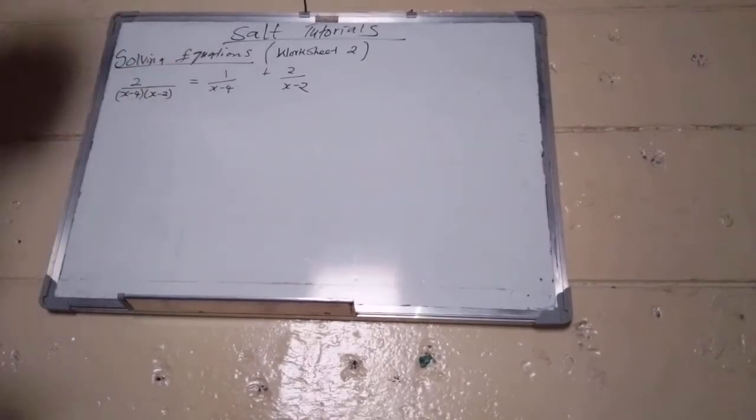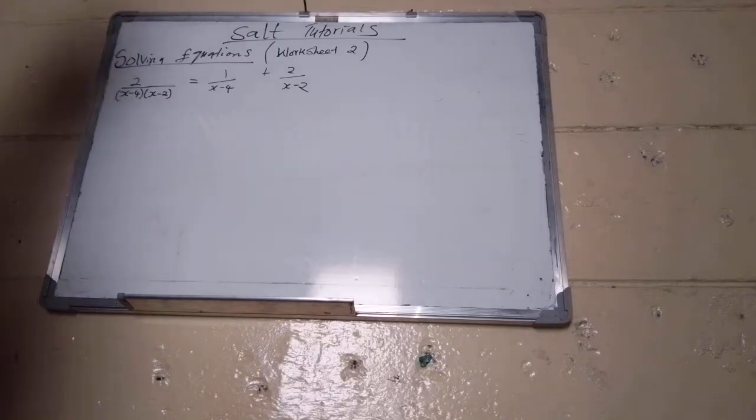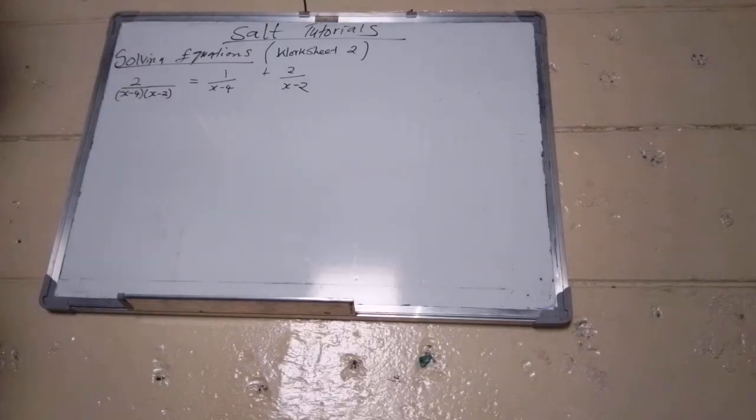We have another one. What kind of equation is this? Rational equations. We're being told that 2 over (x minus 4)(x minus 2) is equal to 1 over x minus 4 plus 2 over x minus 2. So how do I handle that one? Rational equations are those equations which have variables in the denominator, where we have variables in fraction forms.